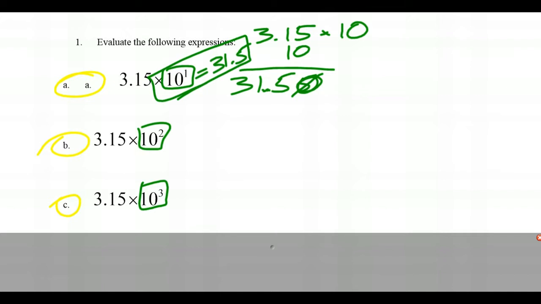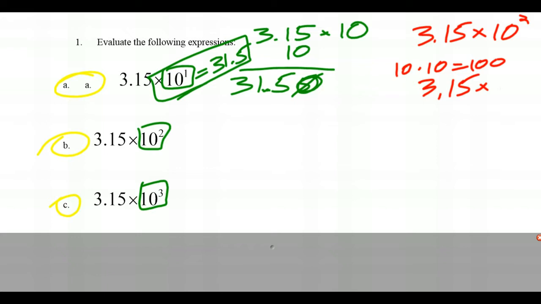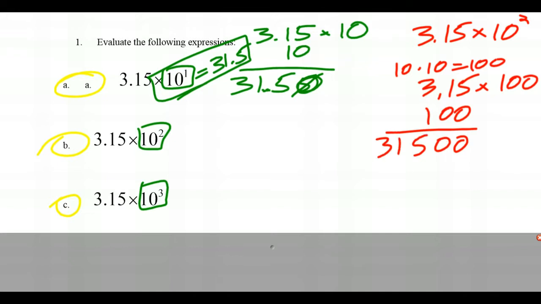Now, let's look at 3.15 times 10 to the second. Well, we know that we have to do the power first, so I'll write it over here in red. 10 to the second power is just 10 times 10, which is 100. So we have 3 and 15 hundredths times 100. Now, if we multiply that by 100, we move the decimal point two places. So 3.15 times 10 to the second is actually 315.